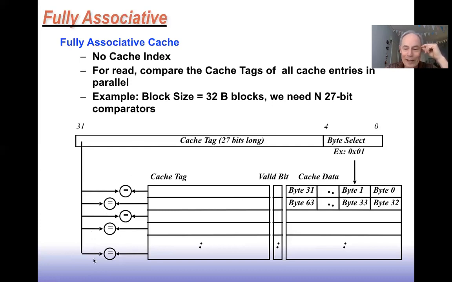If all these tag compares fail, that means there was a miss. The block isn't currently in the cache. So the controller would go to the next level in the hierarchy, find the data, put it into the cache, and then store the tag here. So the extra complexity is that we have all these comparators. But it's very flexible. Usually what's used is some compromise between direct mapped and fully associative.